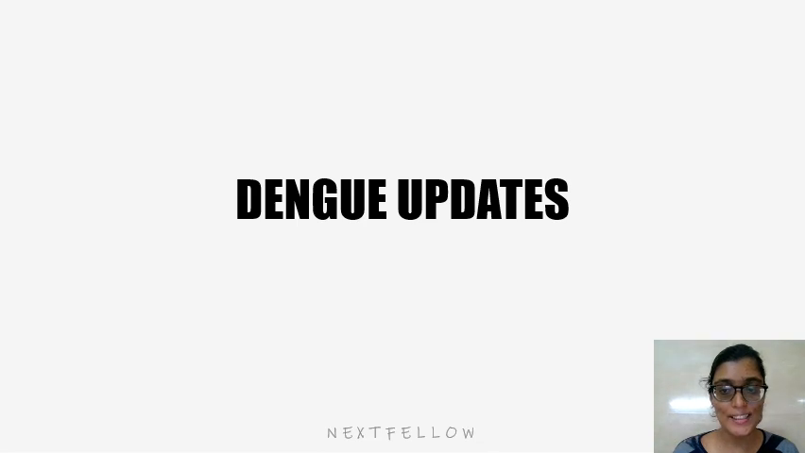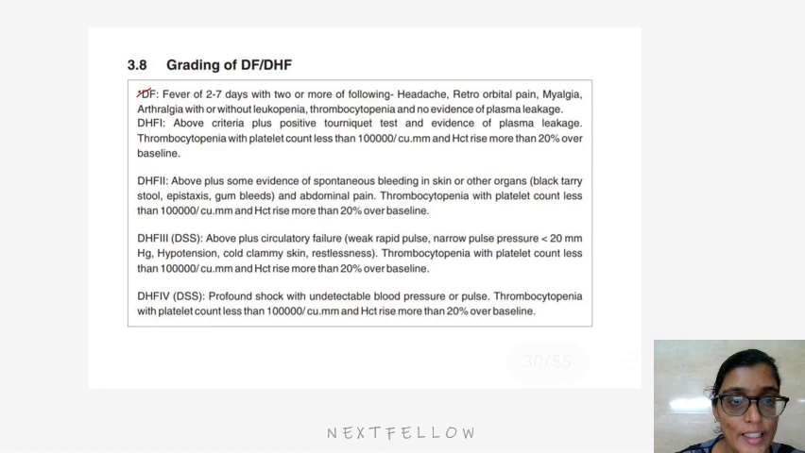Now talking regarding dengue updates. Now coming to the grading of dengue fever, that is dengue fever, dengue hemorrhagic fever 1, dengue hemorrhagic fever 2, dengue hemorrhagic fever 3, and dengue hemorrhagic fever 4. The 3 and 4 is dengue shock syndrome.